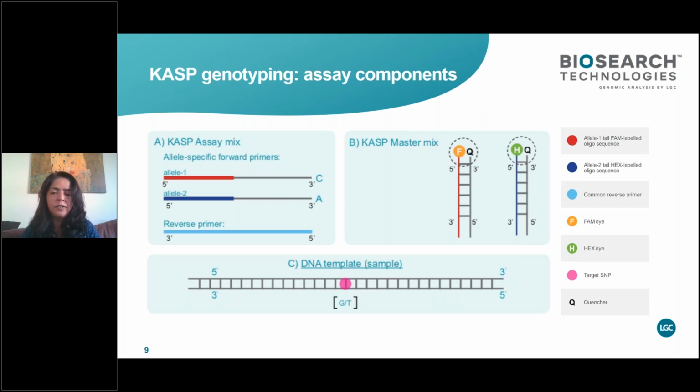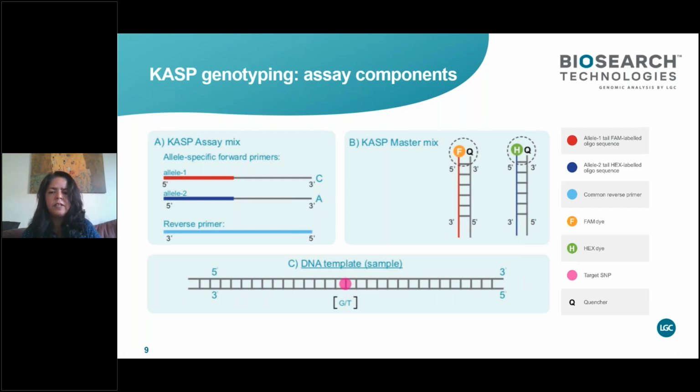As you can see in the slide, the KASP primers are not actually labeled, which in itself brings down the cost of the production of the oligos for the primers in KASP. The allele-specific primers only differ at the 3' end. And in this example, we can see that the allele-specific base for one of the primers is a C, and the other allele-specific primer is an A.